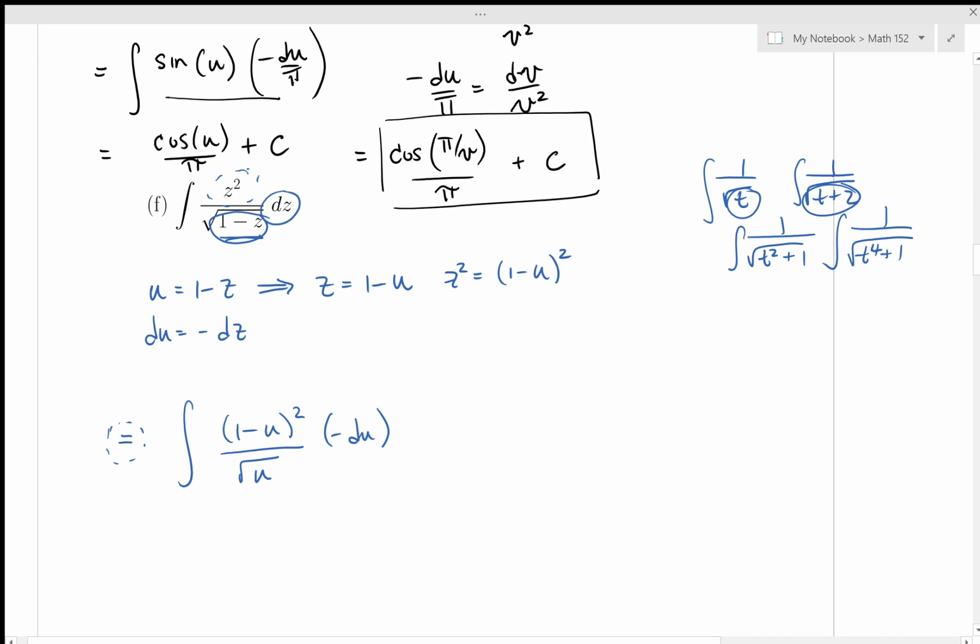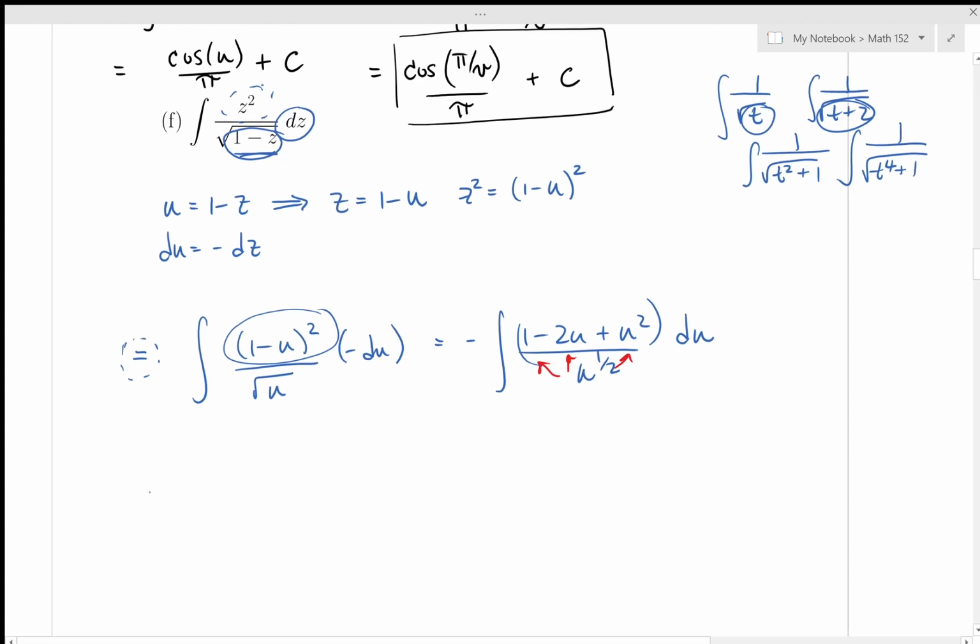Okay. Does it look better? I argue actually that it does. Let me write it this way: minus the integral of, and I'm going to expand this. That's going to be 1 minus 2u plus u squared, divided by, and I'm going to write this like this, u to the 1/2, du. Okay, now I can actually divide this u to the 1/2 in the denominator into each one of these terms, producing something that I can easily integrate. So that's what I'm going to do in this next step.